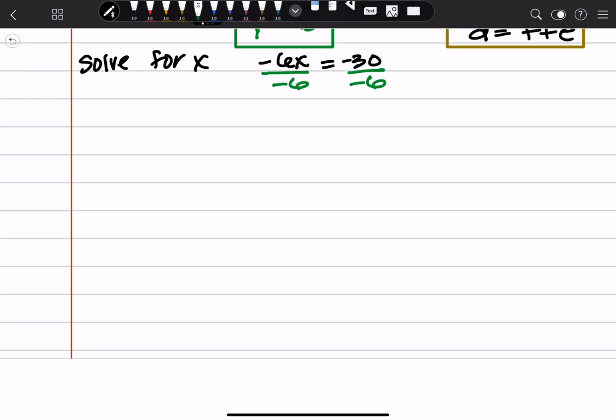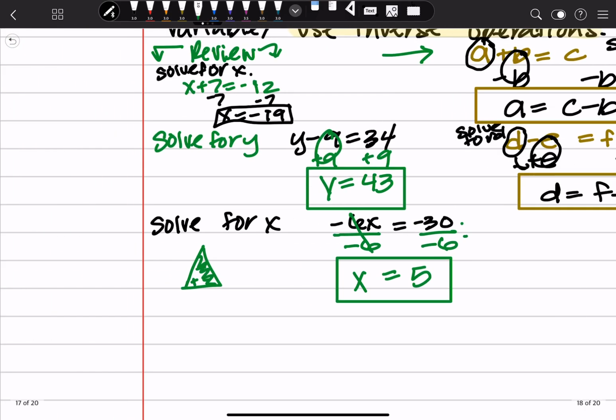Negative 6 divided by negative 6, that one's out. You get x equals negative 30 divided by negative 6. So the way I'm going to do it is 30 divided by 6 is 5. All right, and that is a negative and a negative. So a negative divided by negative leaves us a positive. This right here would be our final answer. Awesome. Now we're going to do something similar right here.